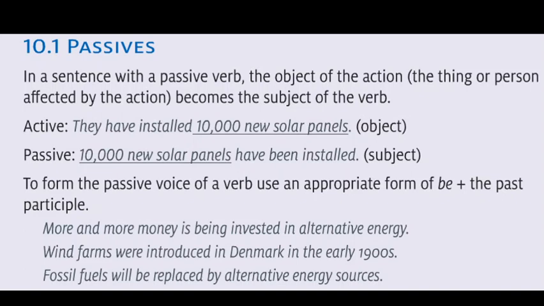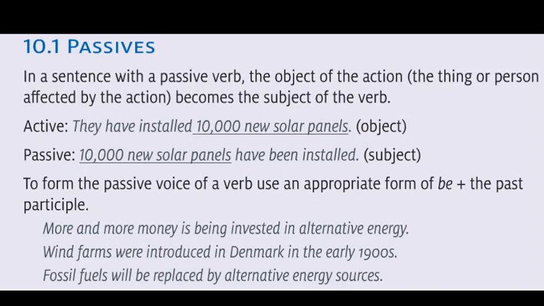Now the second sentence is in passive voice. As you can see, this sentence starts with 10,000 new solar panels have been installed. What is underlined here, the 10,000 new solar panels, becomes now the subject. So, in the active voice, the object is after the verb, while in the passive voice, what was the object in the active voice now in the passive becomes the subject of the sentence.